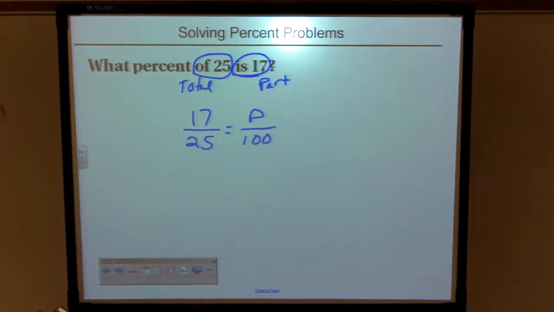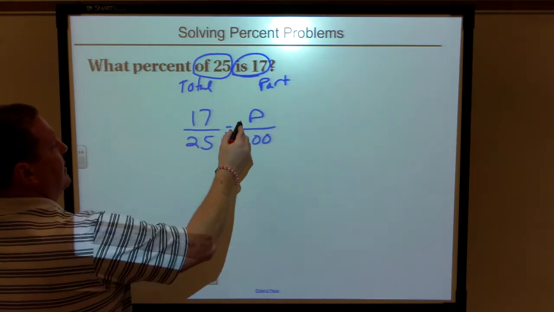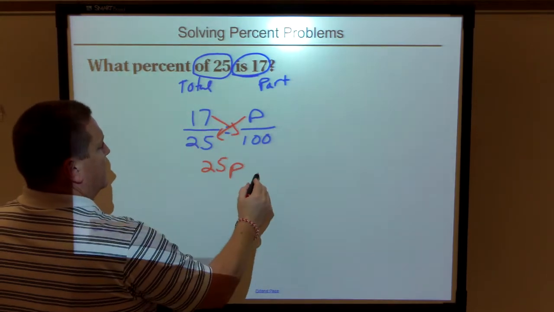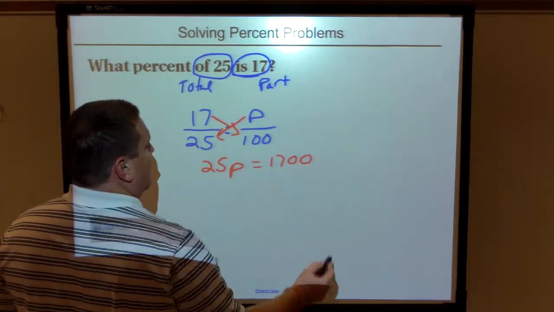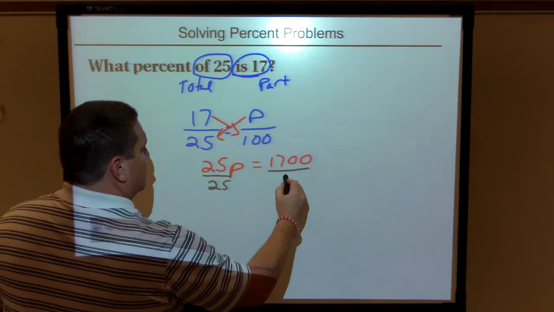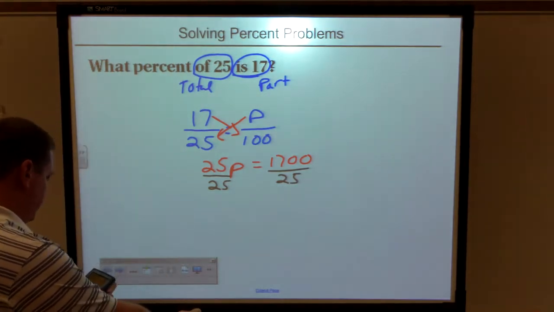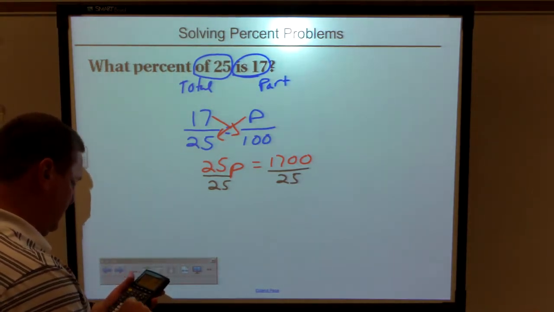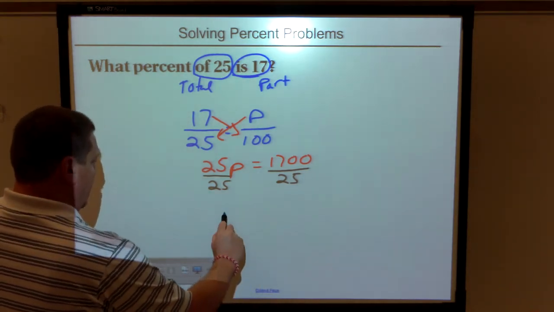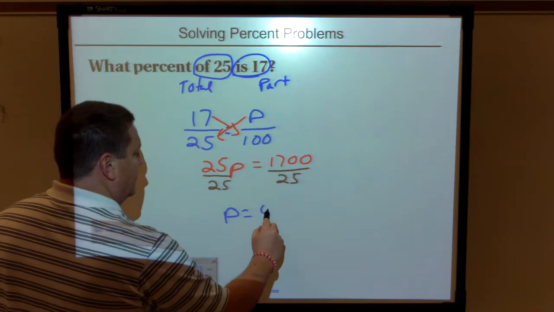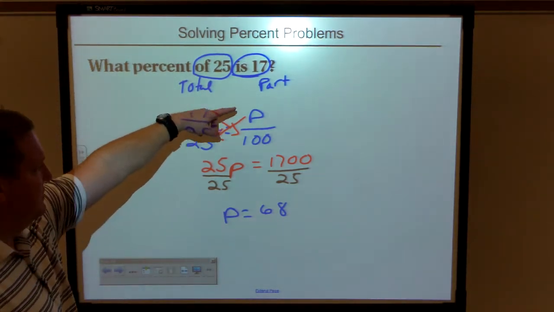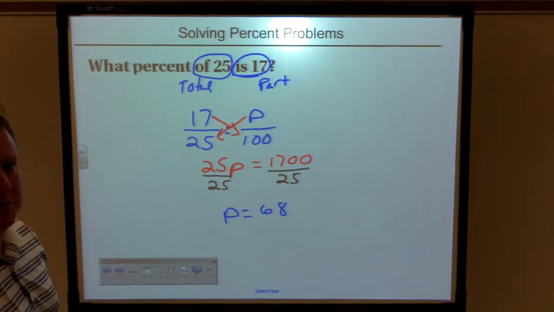Then we can solve this just like a regular proportion, cross multiply and divide. P times 25 would be 25P. 17 times 100 will give you 1700. And then we're going to divide both sides by 25, so 1700 divided by 25. And that gives us exactly P equal to 68. So 17 out of 25 is the equivalent of 68 out of 100, or 68%.